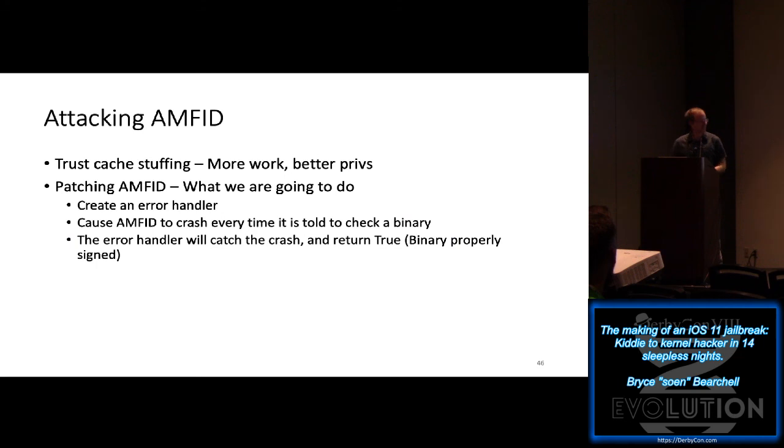So let's attack the user space process. I don't know why they don't do code signing in the kernel, but all right. So there's two ways of doing this. One, AMFI has a cache of known hashes of files that it's already verified, so it doesn't have to do the work.